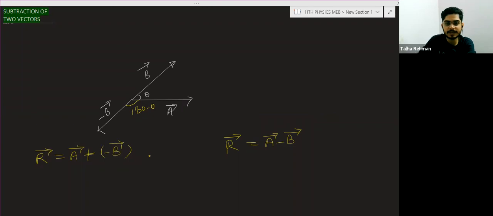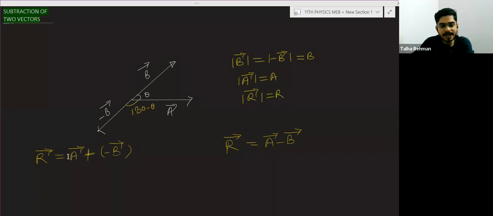But remember, the magnitude of this B vector is equal to the magnitude of minus B vector. Magnitude means the length of the arrow. The length of the arrow will always be positive. This is B. And the magnitude of A vector will be A. Magnitude of R vector is equal to R only.